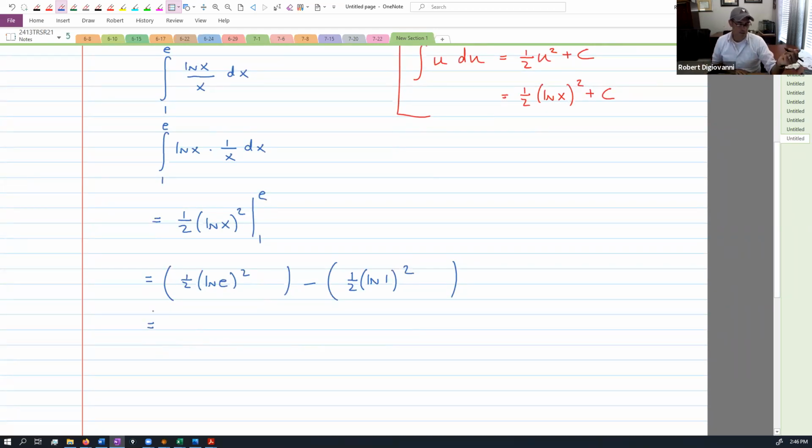What is natural log of e? Isn't it just 1? It's just 1. Yeah, they cancel out. So this just gives you 1/2 times 1, which is 1/2. And then natural log of 1 is 0, so that's just minus 0. So your answer is 1/2.